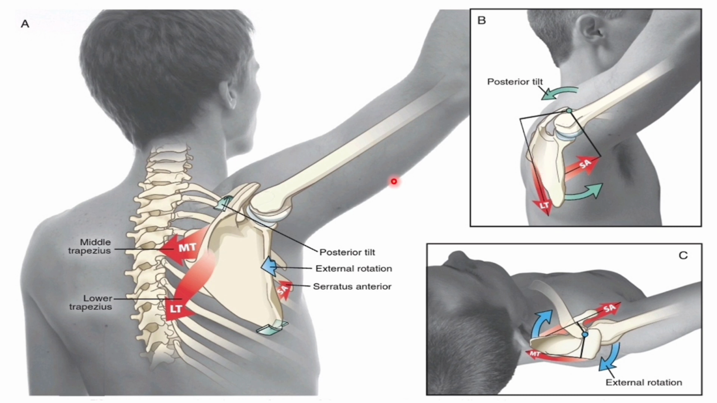So apart from your normal upward rotation, there will be some posterior tilting as well as external rotation occurring at the end range of your shoulder abduction. So when the shoulder complex is approaching full abduction, at the end range you can see here the posterior tilting of your scapula as well as external rotation of your scapula along with your normal 60 degrees of upward rotation of your scapula.